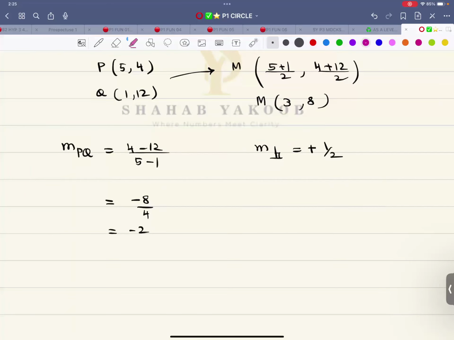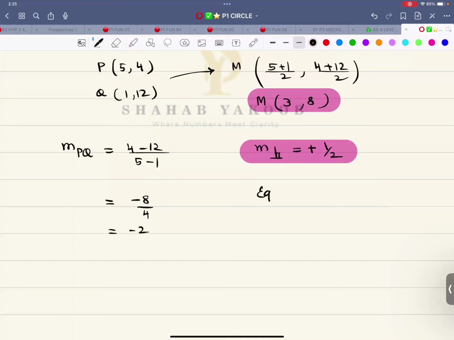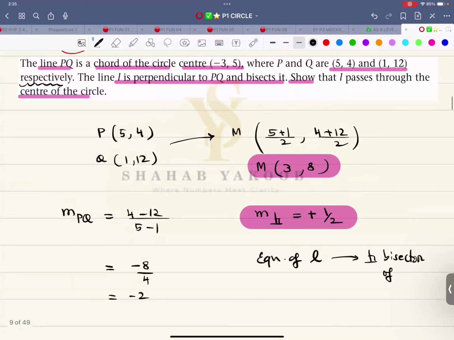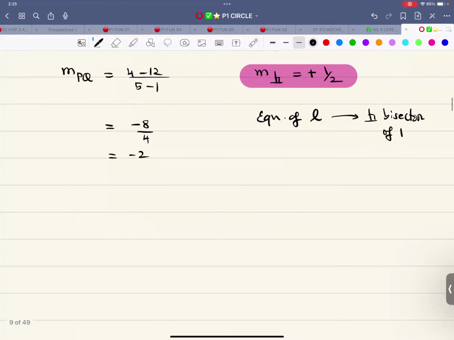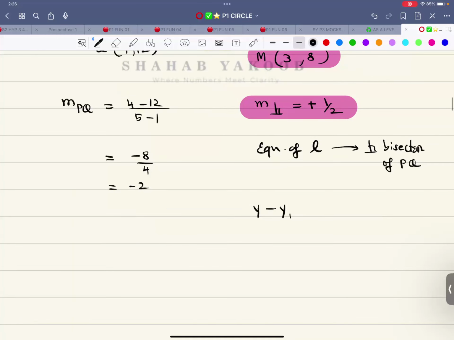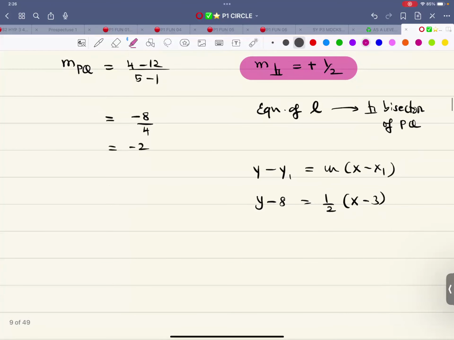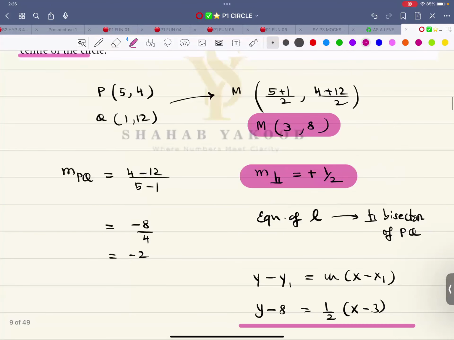Therefore, the gradient of the perpendicular should be positive half. So now let me highlight, what do I have? I have M. I can find the equation of L, which is the perpendicular bisector of P and Q. The line L is perpendicular to PQ and bisects it. That means it's passing through the midpoint. So therefore, y minus y1 is equal to m times (x minus x1). Y minus 8 is equal to m, which is half, times (x minus 3). Just leave the answer as it is. That is the equation of the perpendicular bisector.